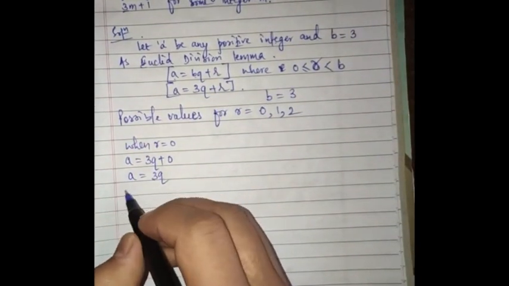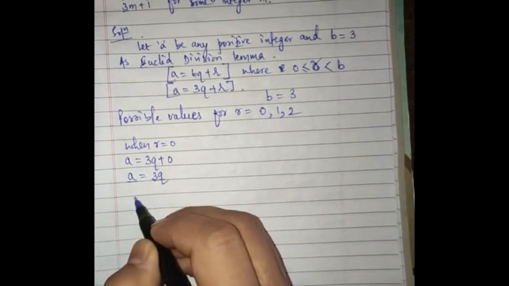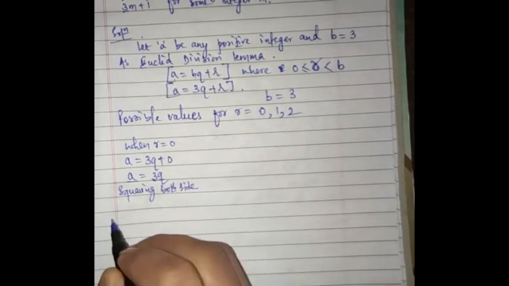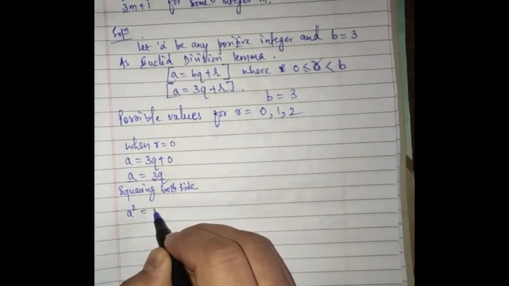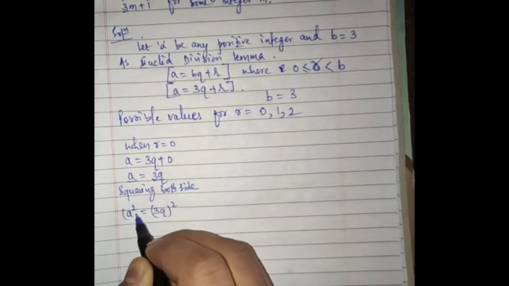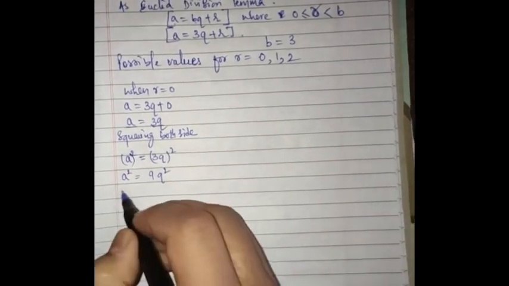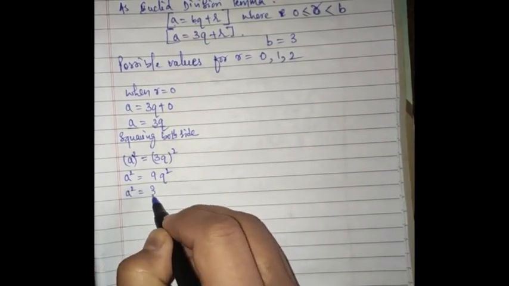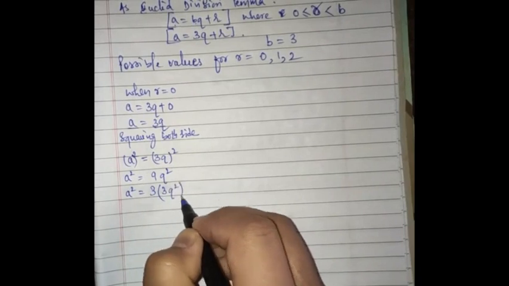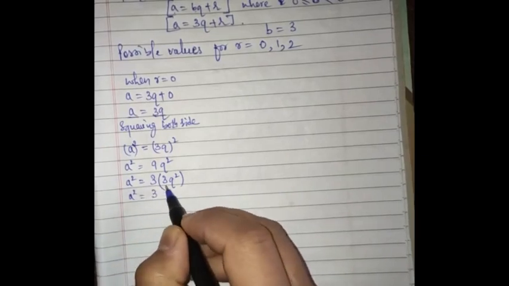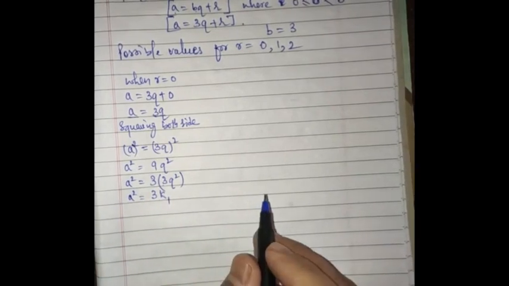So let us square this, squaring both sides. a square is equal to 3q whole square, so a square is equal to 9q square. Next, a square is equal to 3, taking 3 common, 3q square. Why I am doing this, you will understand. So a square is equal to 3q square, we can write k1. What is this k1? I'll explain later. This way we have to solve.